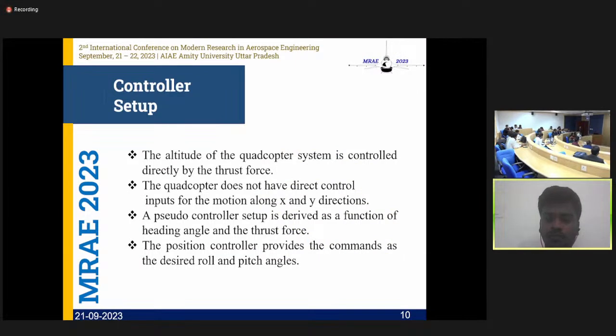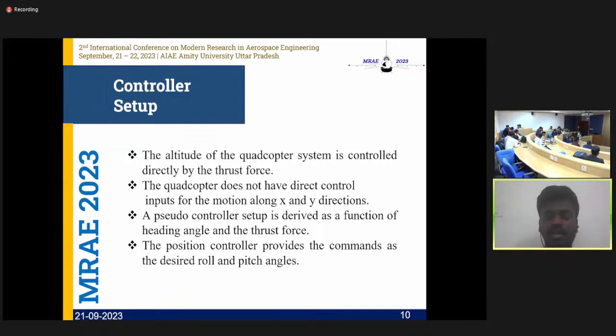The altitude controller of the quadcopter is controlled directly by the thrust force. As you can see, there was a clear relation between Z and the U1 force. However, the quadcopter, being an under-actuated system, does not have any direct control over X and Y directions. Hence, a pseudo-control setup is derived as a function of heading angle and thrust force.